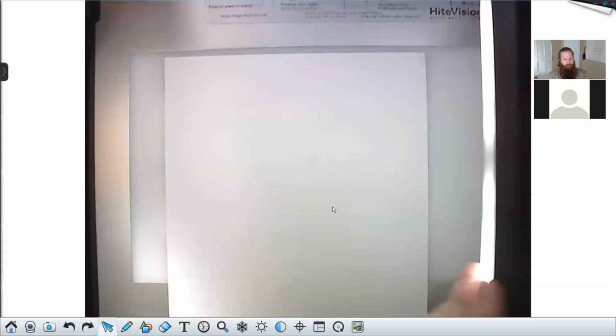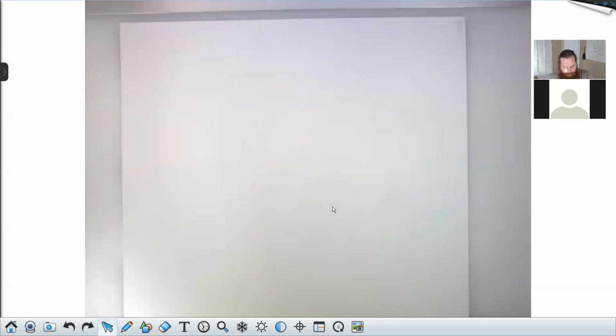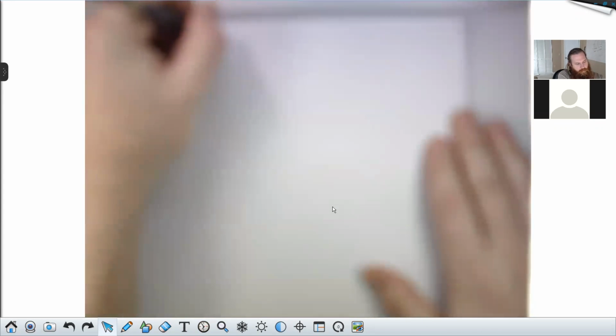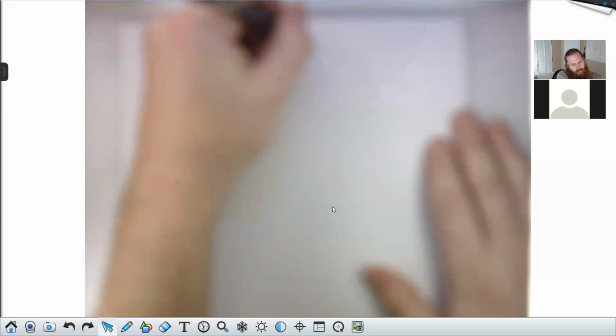Okay. So this is MAC1140, section 4. And today is the 4th of November.